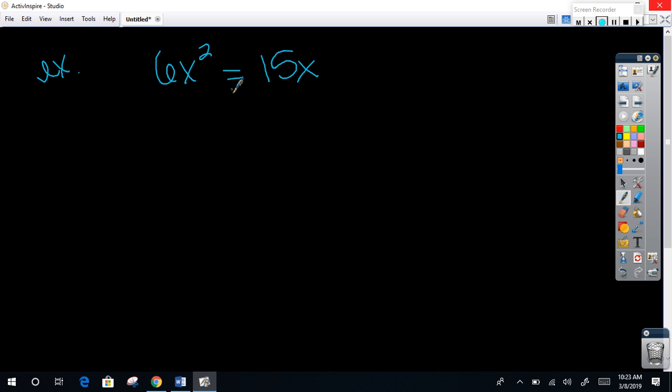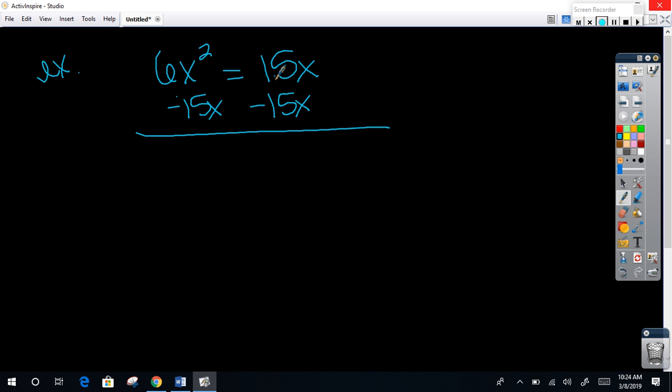Whichever side you need to move them to keep the squared term, the leading coefficient, positive, okay? In other words, if I subtracted 6x squared, then this one would be negative. I don't want that one to be negative. I'd rather let this one be negative. So to move it, you subtract it. Now, if it was negative, then you would do what? Add it, right? Like if this was negative 15x, then I'd add it to both sides.